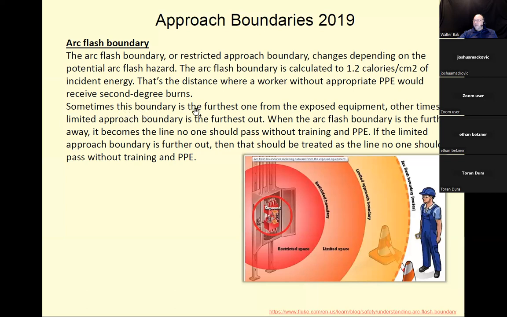Sometimes this boundary is the furthest one from the exposed equipment. Other times the limited approach boundary is the furthest out. When the arc flash boundary is the furthest away, it becomes the line no one shall pass without training and PPE. If the limited approach boundary is further out, then it should be treated as the line no one should pass without PPE.